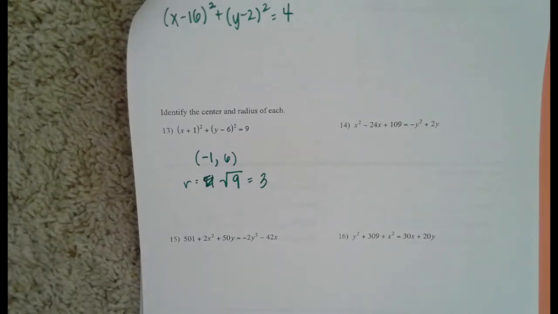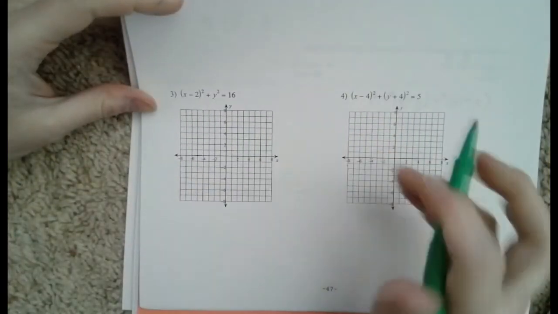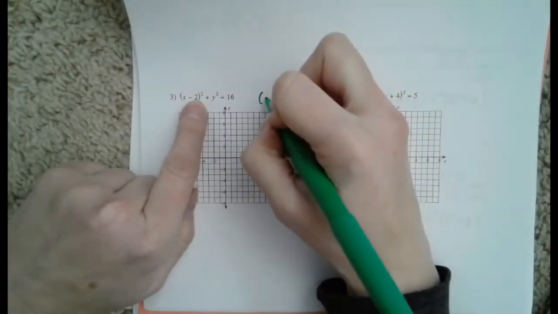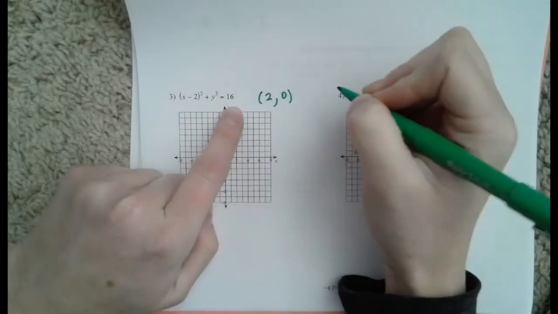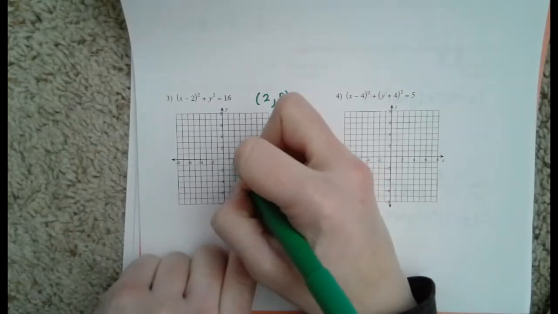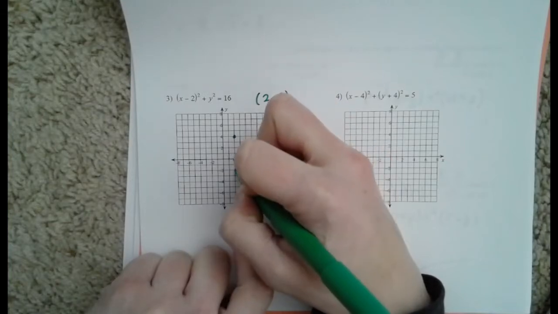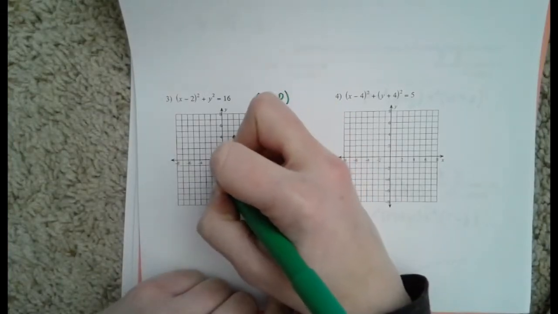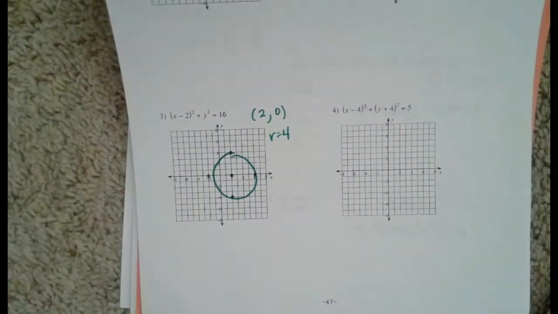Okay, now we get to the more complicated ones, 15, 17, and the front side. So let's go back to the front side, and we're going to look at number 3. To write my center, it's the opposite of -2, so +2. And then I don't have a y value, so it's a 0. The square root of 16 is 4. So if I were to graph that, my center is at (2, 0) and my radius is 4. So 1, 2, 3, 4 in each direction. You get the idea. Draw your circle around it.